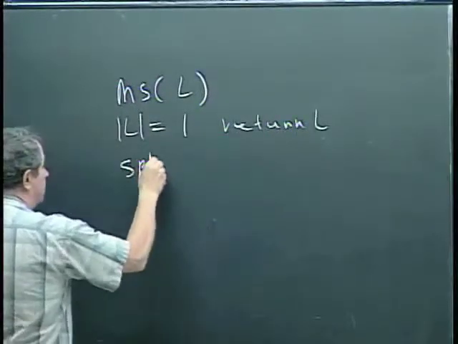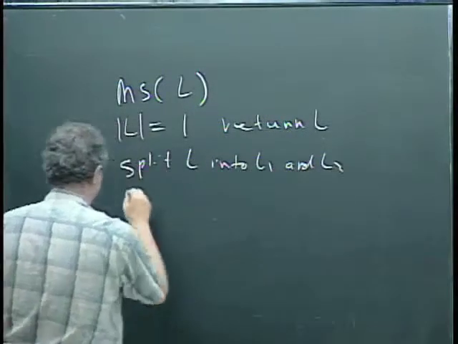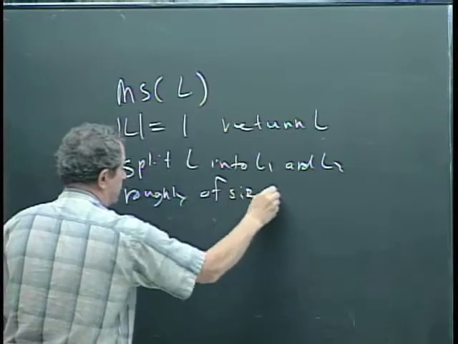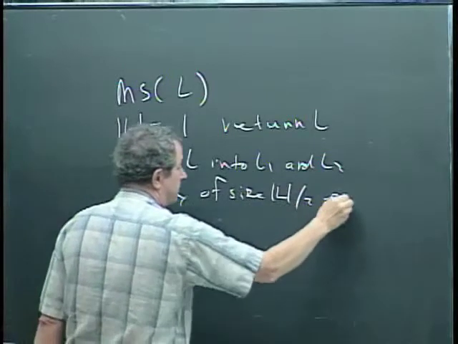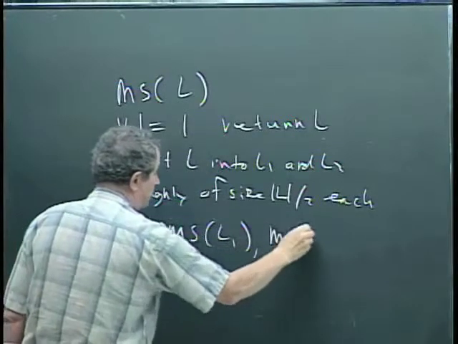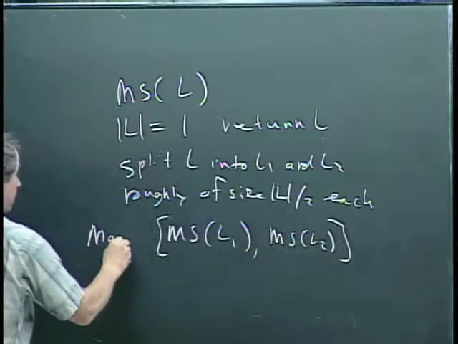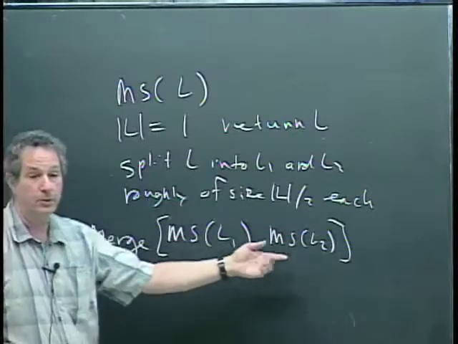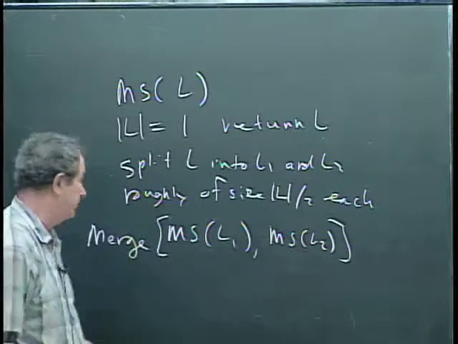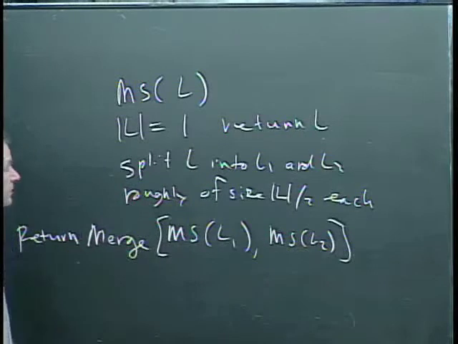Otherwise, we split L into L1 and L2, roughly the same size, size L over 2 each. And then we merge sort L1, we merge sort L2, and then we run merge on those two ordered lists. So merge sort of L1 is an ordered list, merge sort of L2 is an ordered list. Then we merge those two ordered lists, and that's what we return. Okay, so that was merge sort.